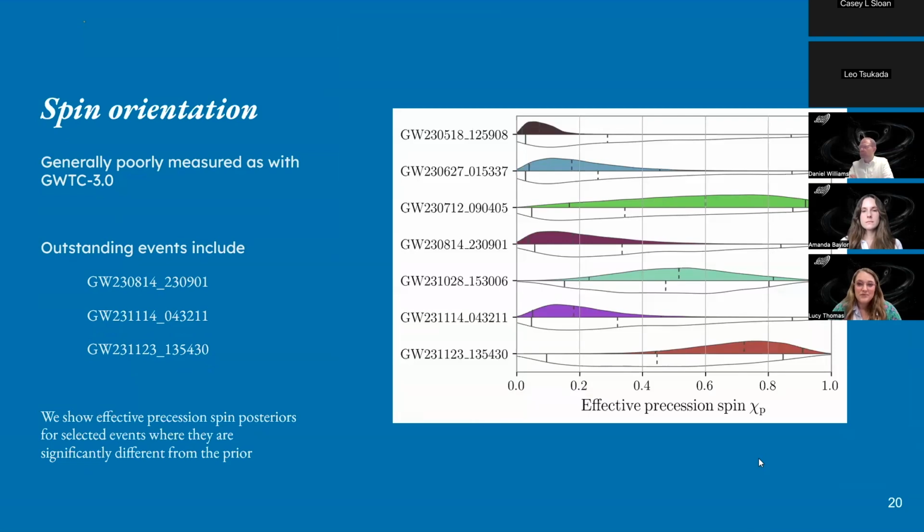And then we'll consider the effective precession spin. So this parameter goes between 0, where there is no spin precession at all, to 1, which is where the maximum possible amount of spin is lying in the orbital plane.